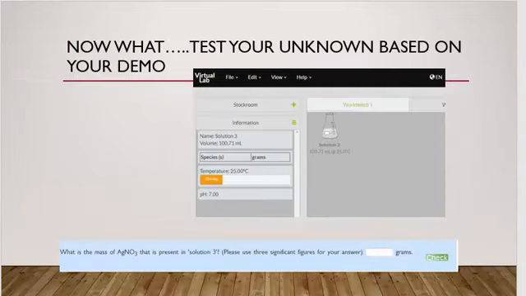Now what do I do? I test my unknown. And I do it based off of understanding that each compound has a particular mass. And when I run my solution for my unknown, I can do a comparison between my masses. I can also set up a proportional problem. Don't forget to check your answer.